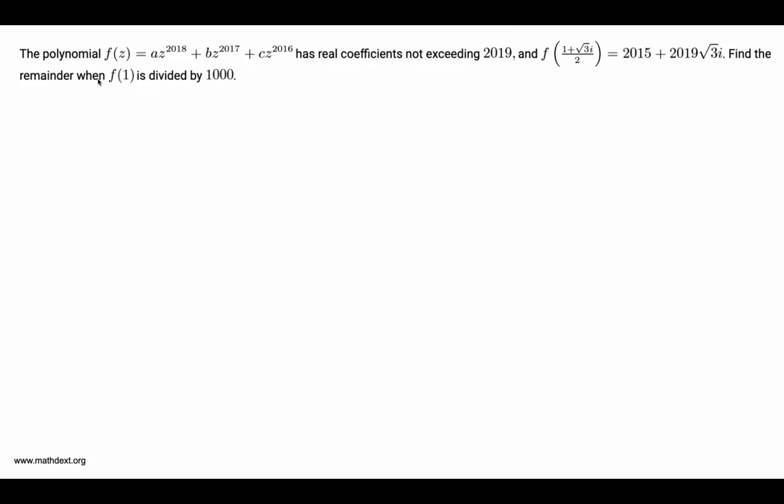Okay, so first of all, f of 1 is just a times 1 to the 2018 plus b times 1 to the 2017 plus c times 1 to the 2016. This is just equal to a plus b plus c. We want this divided by 1000. We want the remainder.